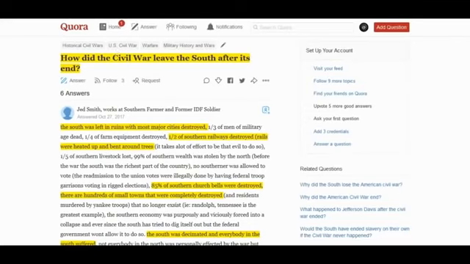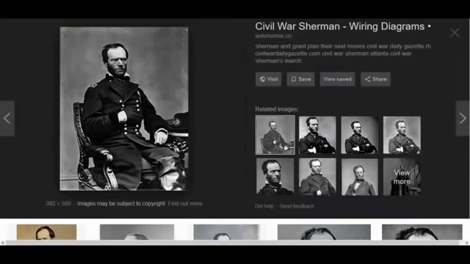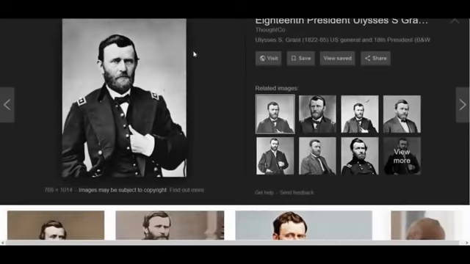And I should mention that this was all implemented by this person, General William Tecumseh Sherman. And you see here he's doing his hidden hand sign. And his superior was General Ulysses S. Grant. And he's doing the same hand sign, and he goes on to become the 18th President of the United States.